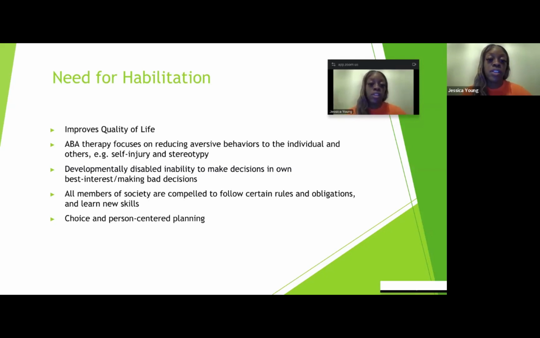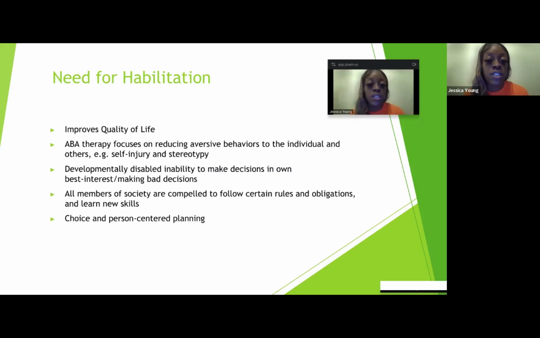The third point is building decision-making skills. Critics argue that habilitation may take away individuals' autonomy. However, habilitation actually does the opposite. It teaches decision-making skills by fostering self-awareness and understanding of consequences.